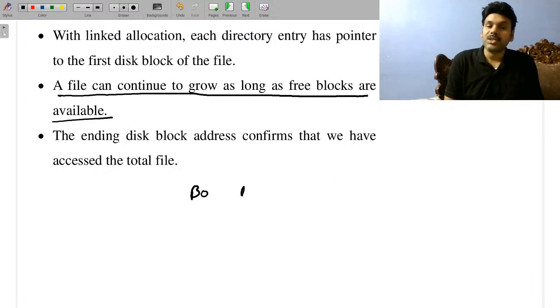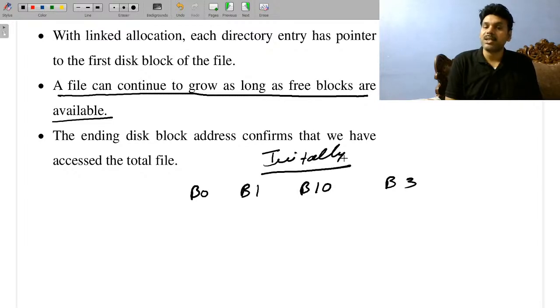For example, B0 is given to me, B1, B10, B3 are given to me. This is initially. After that I grow my file size. Growing a file size means I am creating new content. So many more images came or many more lines of code came. Therefore, you need to add one more block. You can add the block because it can be in non-contiguous fashion. Say B8 is added newly, no problem.